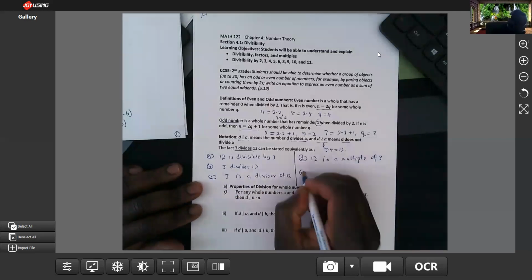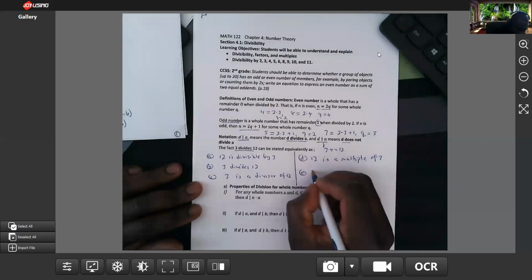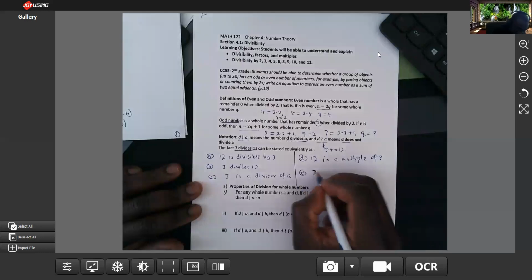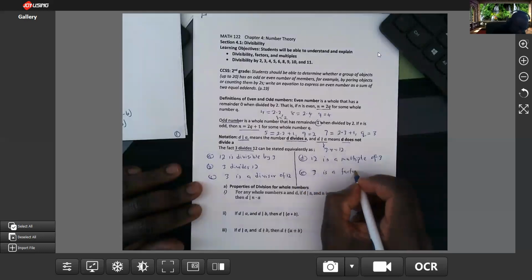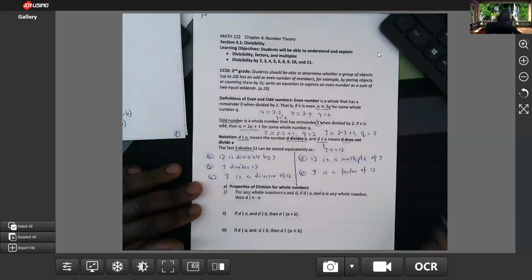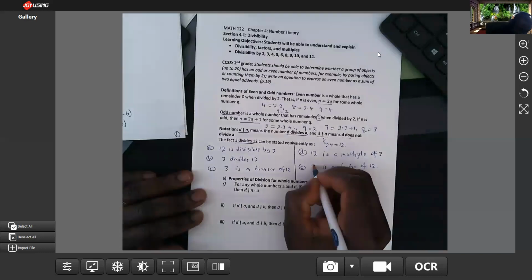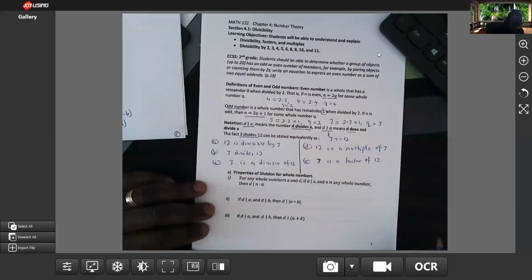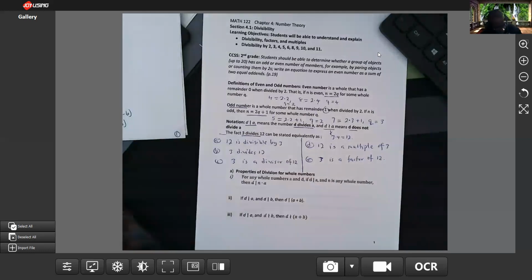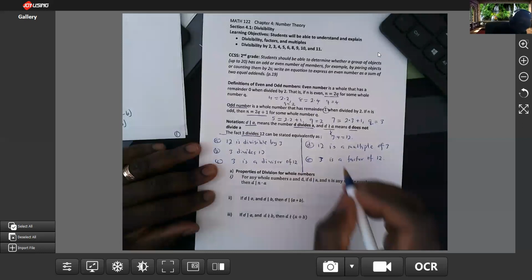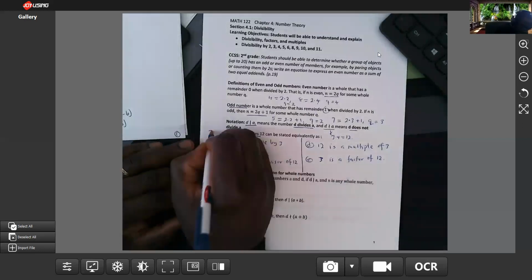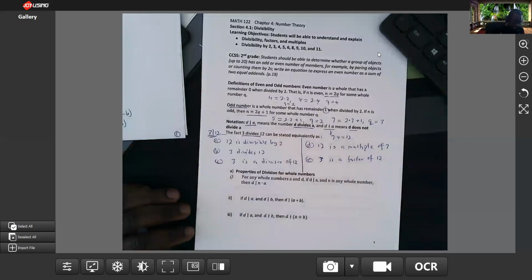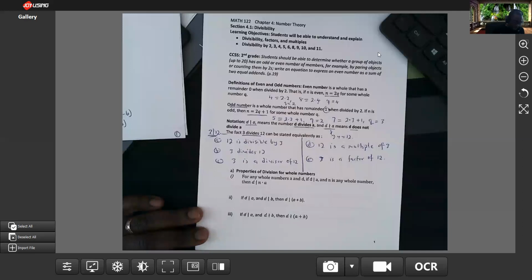And then finally, we can say that 3 is a factor of 12, because 3 times a number is equal to 12. Now remember, in the study guide, there is one question that asks you to list all the possible ways that you can say that.